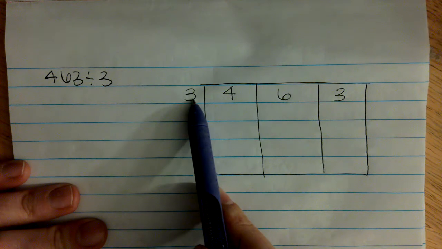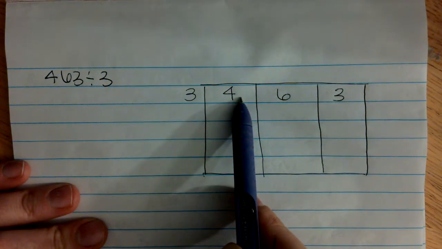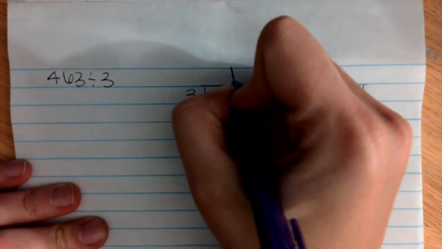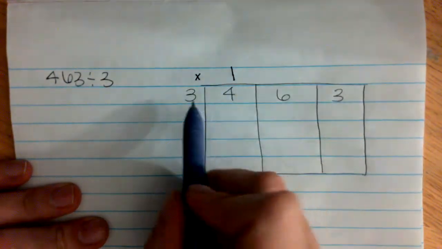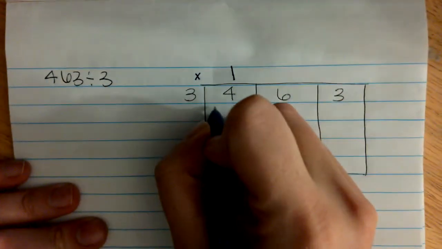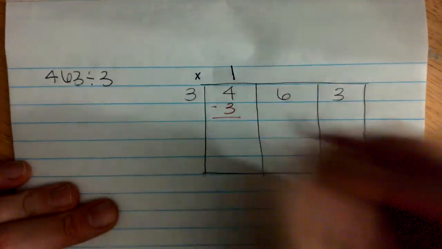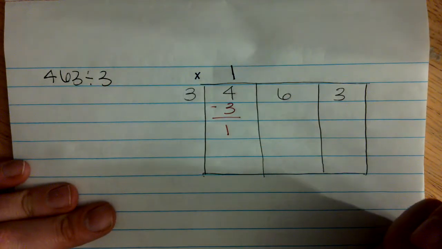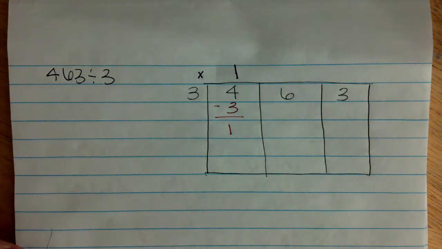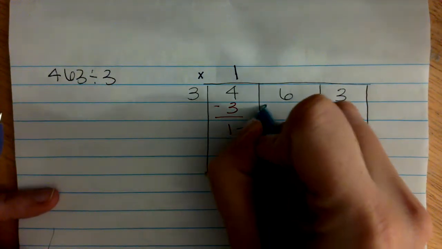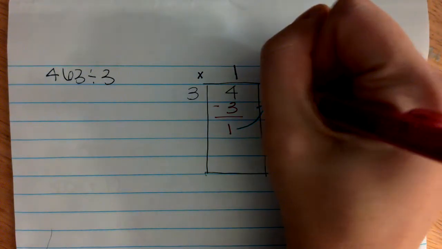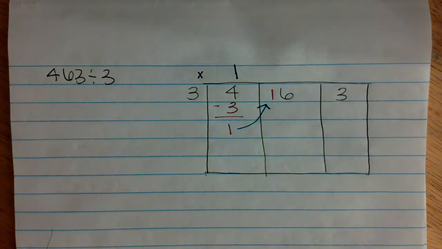How many times does 3 go into 4? Well, it looks like it goes in one time. So 1 times 3 is 3. I'm going to subtract 3, and that gives me 1. So now what I'm going to do is carry my 1 over to the next place. So I'm going to have my 1 here.